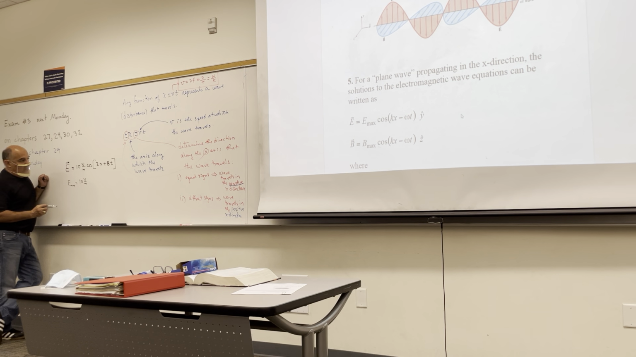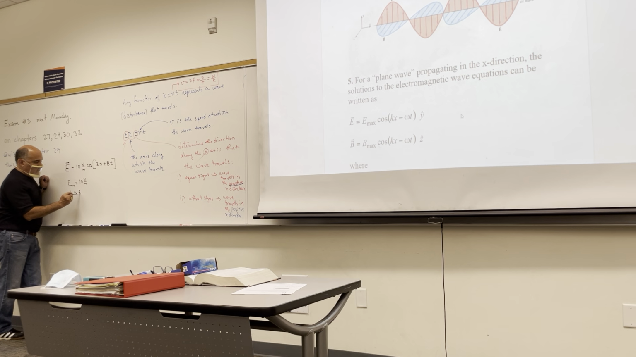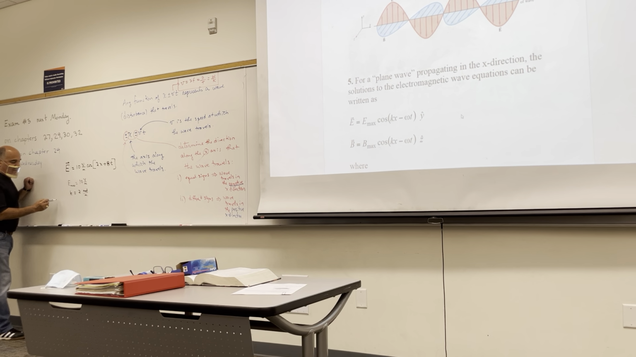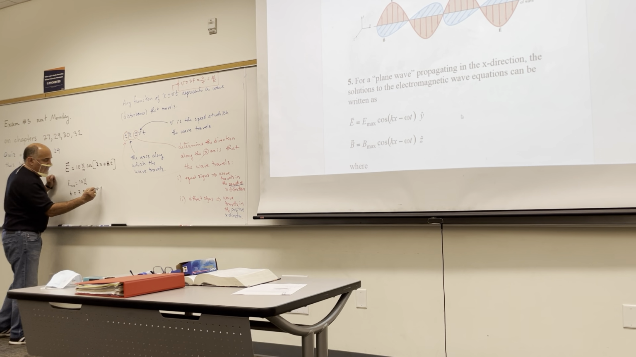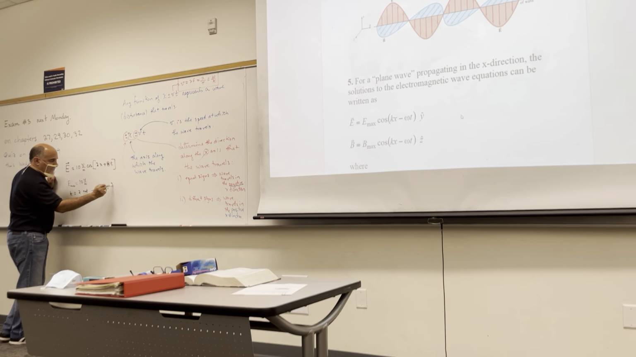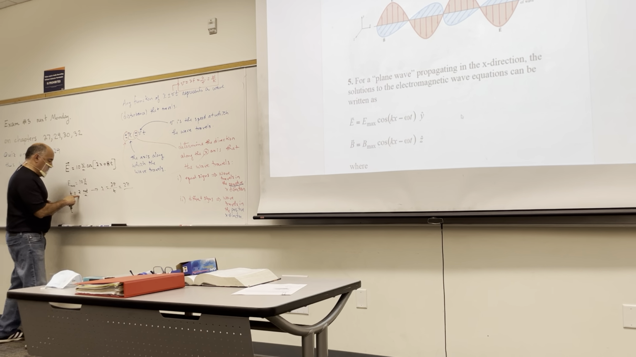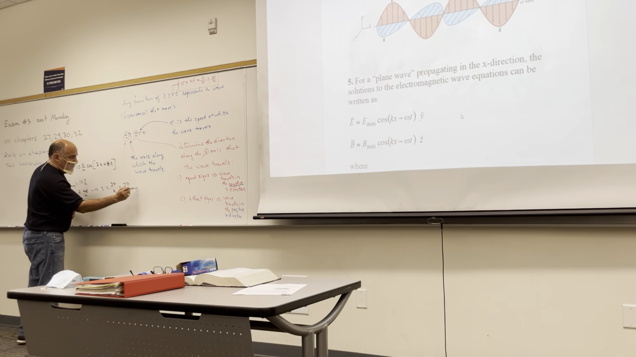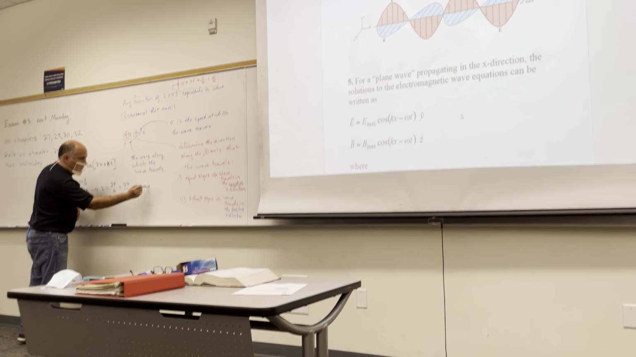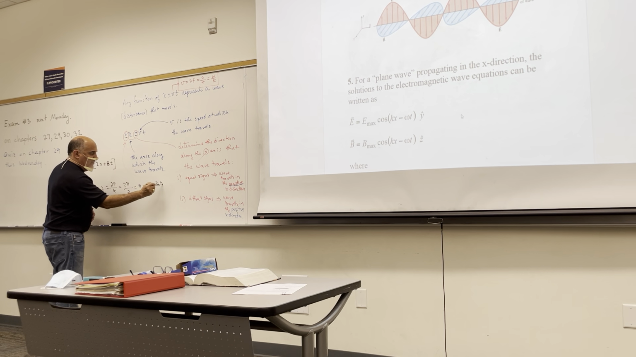Yes? What is the wave number? 2. And this should really be radians per meter. And this tells me what the wavelength is going to be. The wavelength is 2 pi over k. So that would be 2 pi over 2. So this is going to be pi meters. So this would be 3.14 meters. That would be the wavelength.